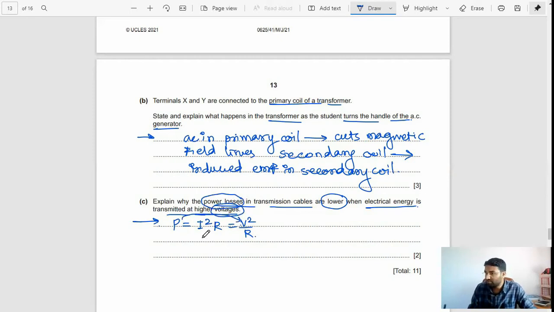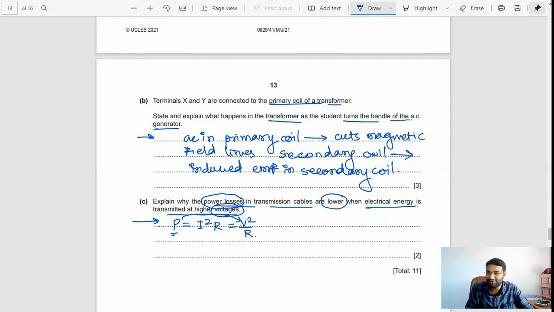So power will be more when there is more voltage. As current and voltage are inversely proportional, but power and voltage are directly proportional. Getting it? The more the voltage, the more the power will be, and there will be fewer losses.